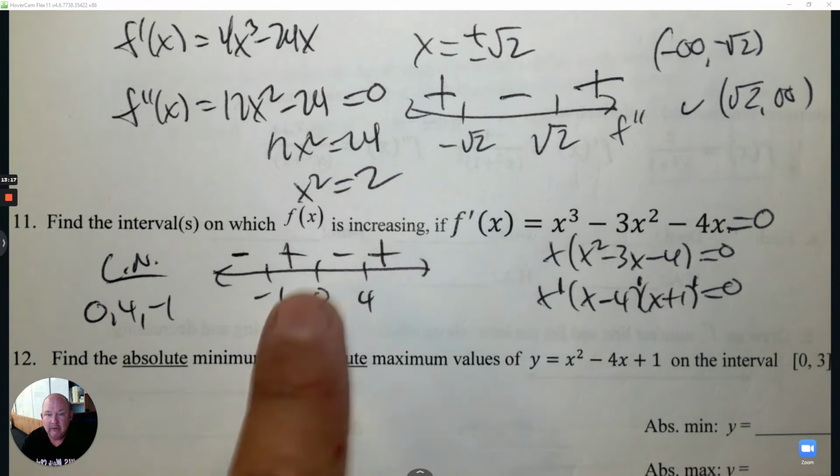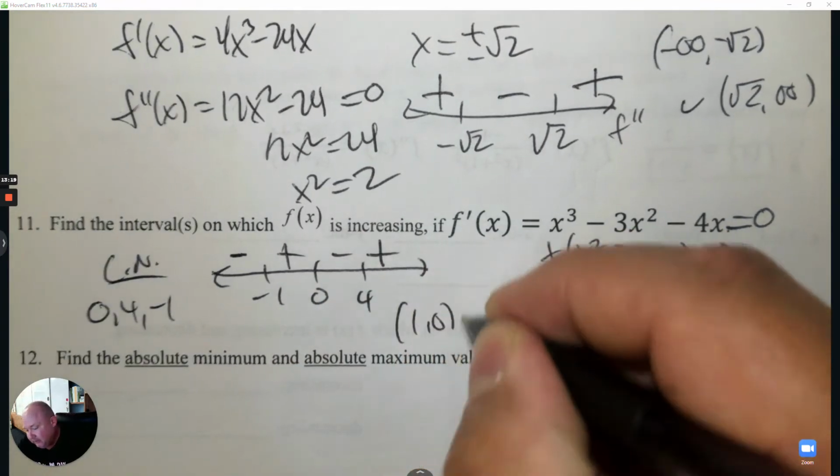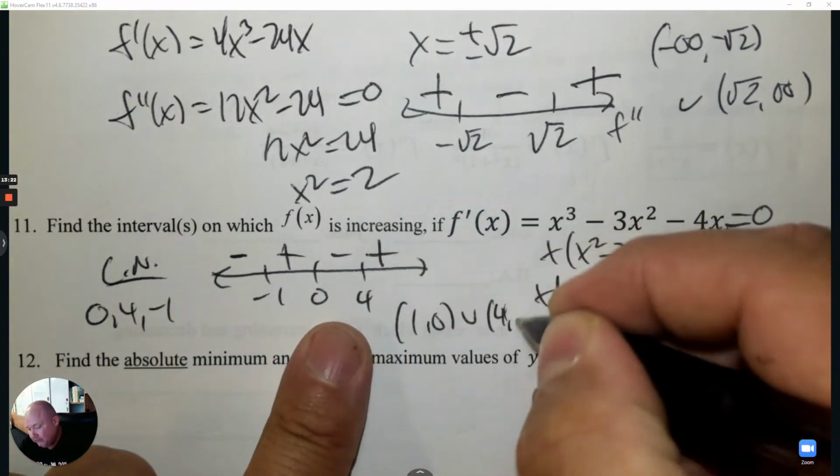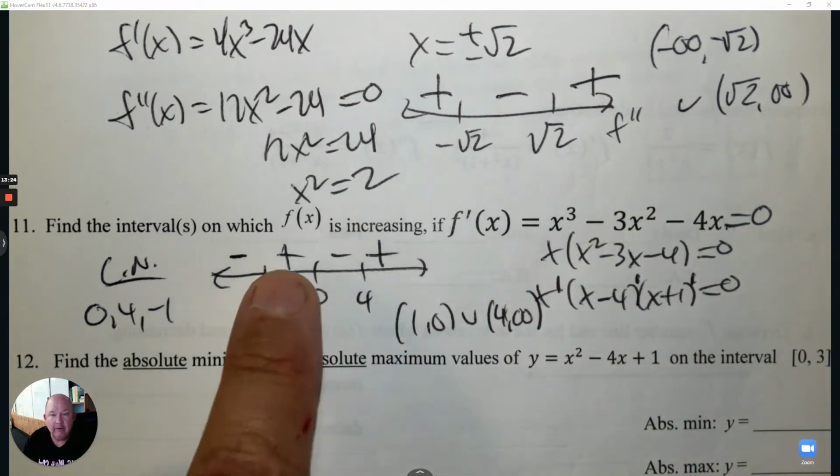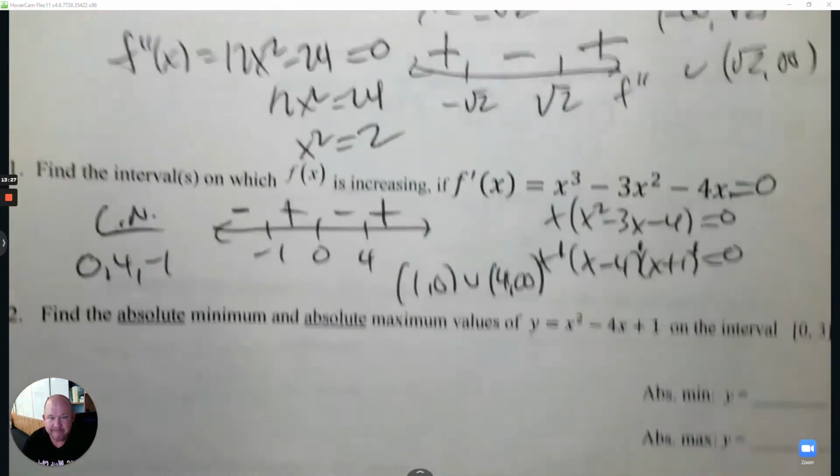And so where is it increasing? It's increasing from negative 1 to 0, and it's increasing from 4 to infinity, where the first derivative is positive.